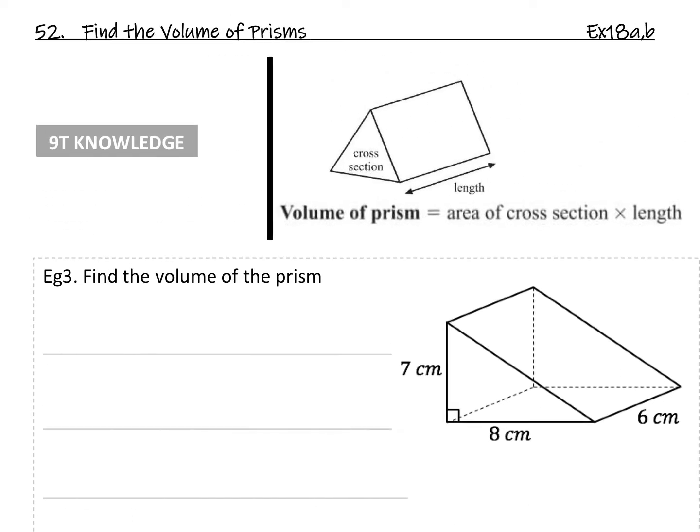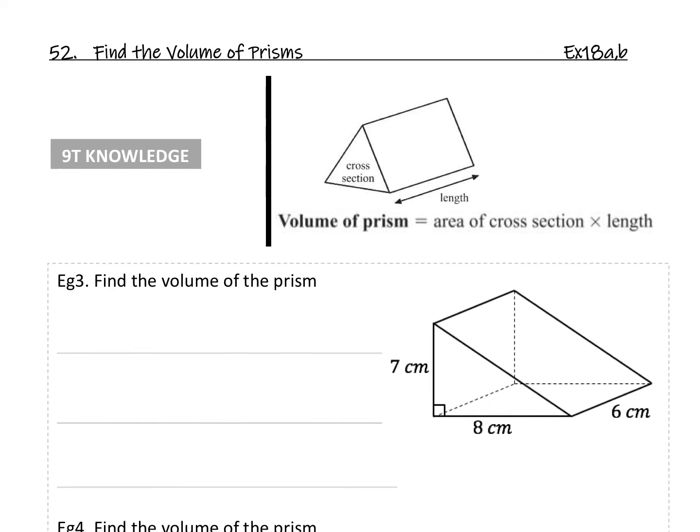Before we go into example 3, we're just going to look at the definition or the formula for the volume of a prism. The volume of the prism is the area of the cross-section multiplied by the length. The cross-section will be the frontal part, which is consistent as you go through the shape.